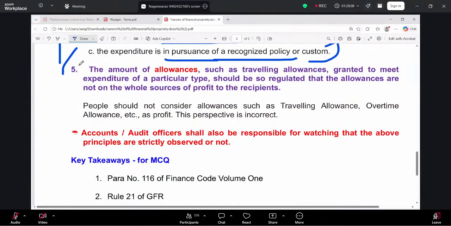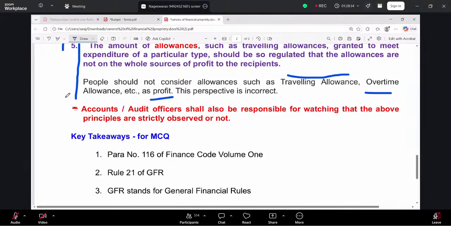And allowances we can control. We should not allow the people or staff to misuse. Especially if we check, the traveling allowance is the most misused one in the government departments. Overtime allowance or any allowance should not be considered as a profit. This is nothing but to meet the expenditure. Okay. The accounts and audit should be responsible for watching whether the above principles are strictly observed or not.